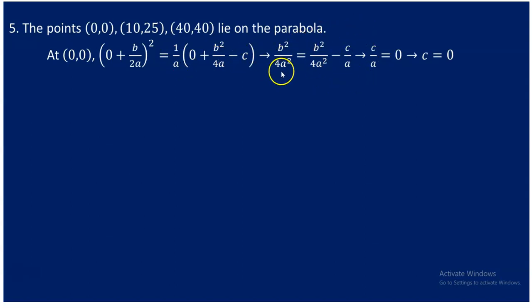These two can cancel each other. Then c over a equals 0 follows. From this, c equals 0 is going to be obtained. So later when we write the equation of the parabola, we will never have this c, because it is obtained to be 0 from this one.